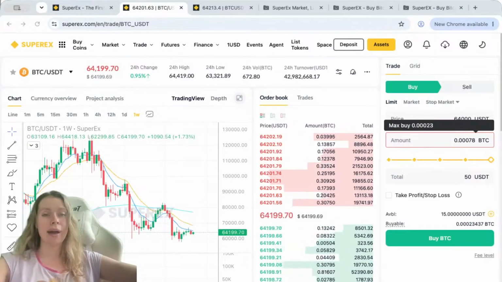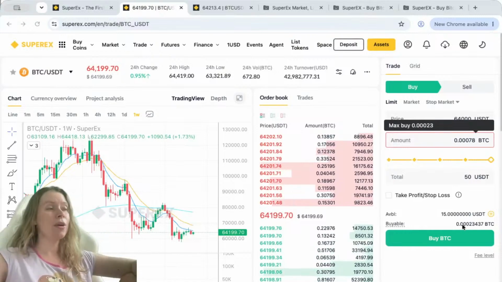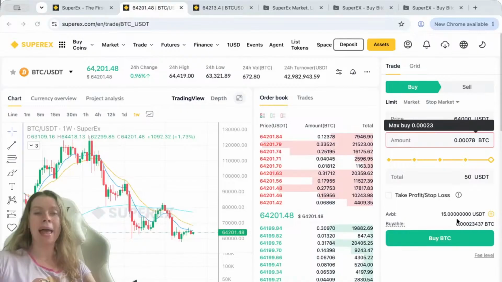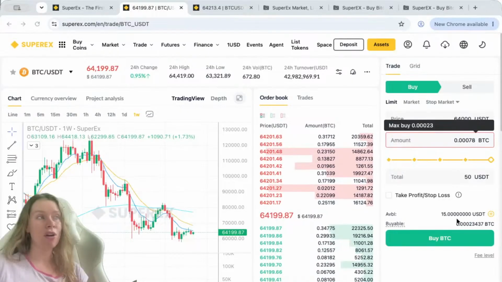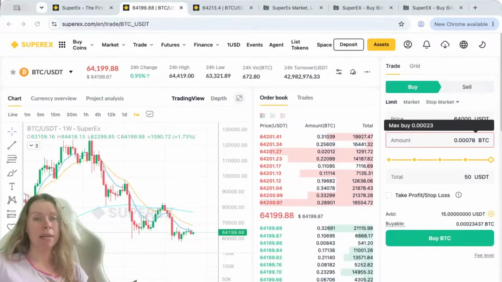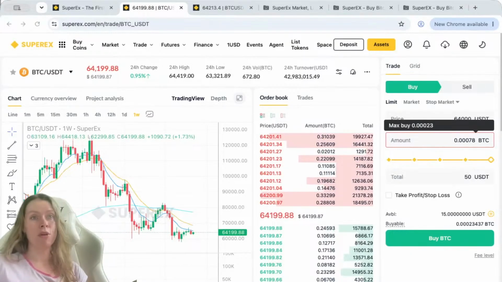Okay, and now we click buy Bitcoin. No, we don't. This is the part that a lot of people skip, and I would say it's the most important part, is our take profit and stop loss, okay? So right above the buy button, you'll see a checkbox that says take profit and stop loss. I am gonna go to that.